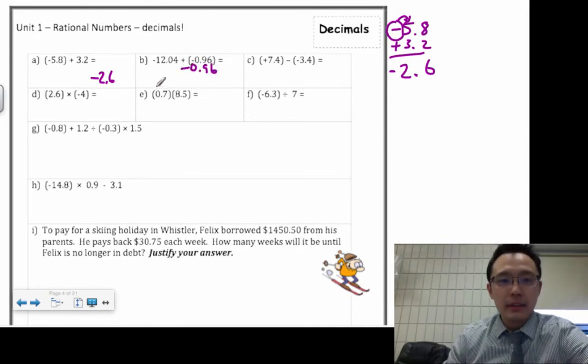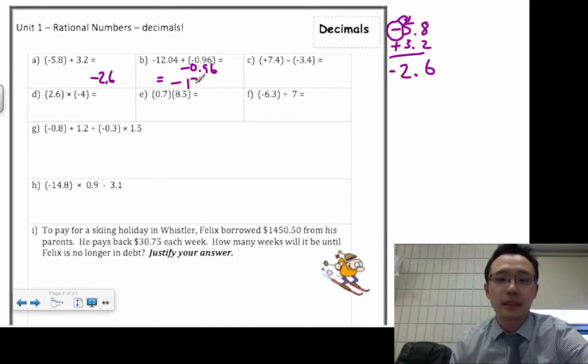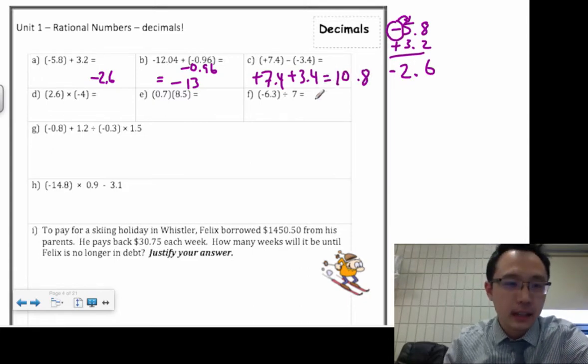Okay? And here it's negative 12.04, negative 0.96. Whew. Negative and negative, this will give me negative 12.04. Can I do my mental math? Negative 13. There you go. Positive 7.4 plus 3.4. Add them, 10.8. Look at that. Oh, multiply.